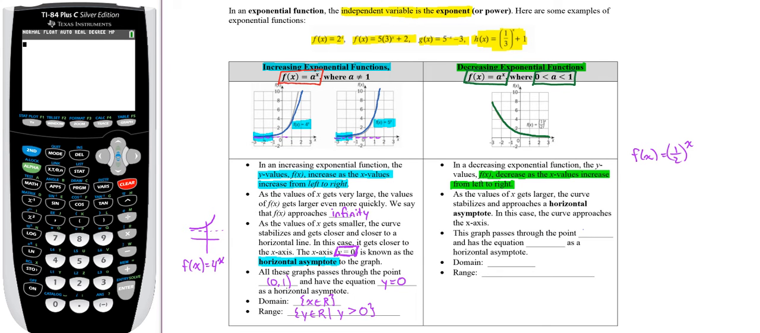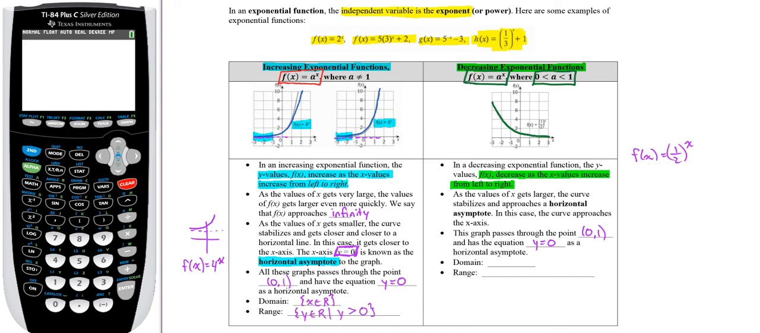This graph also passes through the point (0, 1), because if we substitute in 0 for x, anything to the power of 0 is 1. And it's similar for the increasing exponential functions. When x is 0, y will be 1, so you'll always have a y-intercept of 1. And it also has the equation y equals 0 as a horizontal asymptote.